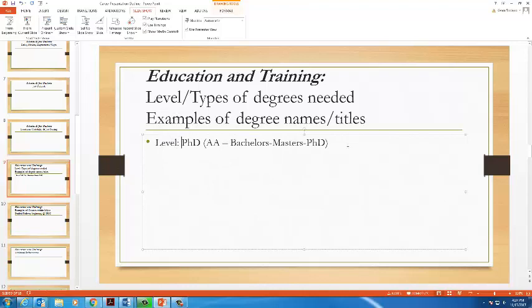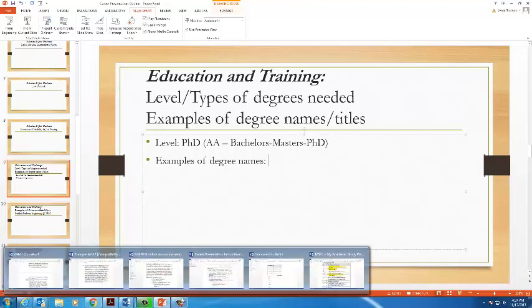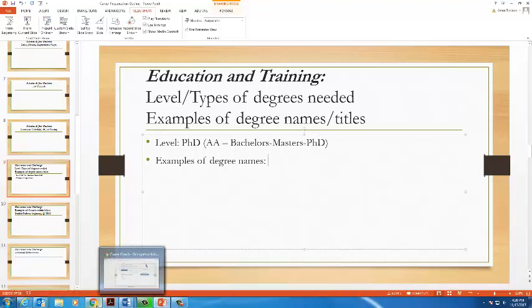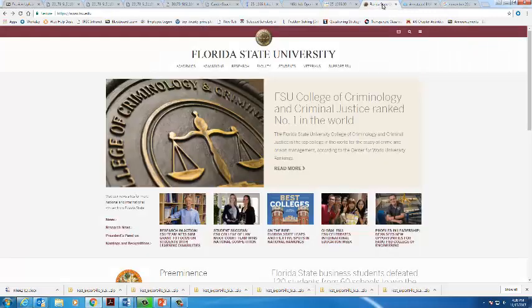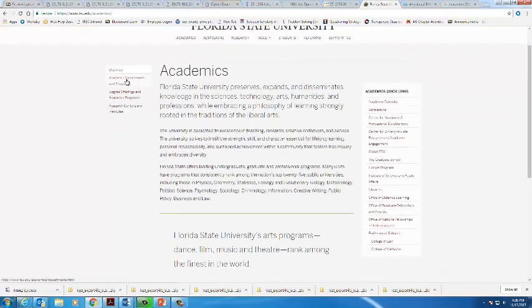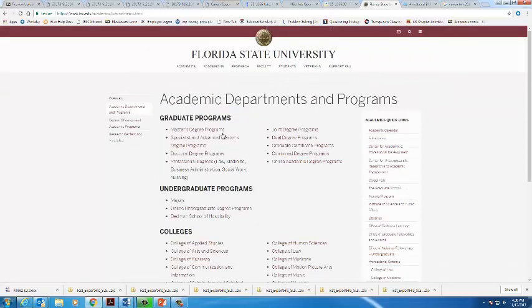The next are examples of degree names and titles. Now here, the best advice if your career requires a bachelor's degree or higher is for you to pick a university that is of interest to you. So here, I just decided to go to FSU because I thought that would be easy for me to search, living in the state of Florida. So go to academics. I would go to academic departments and programs.